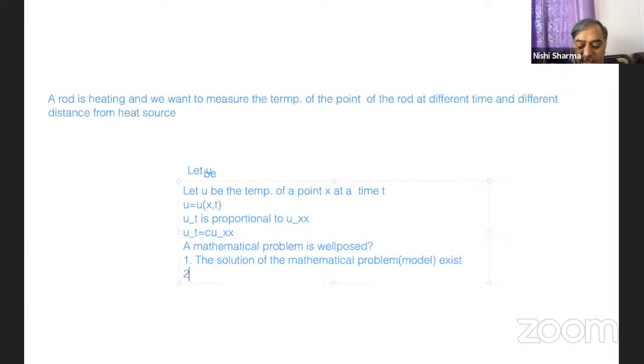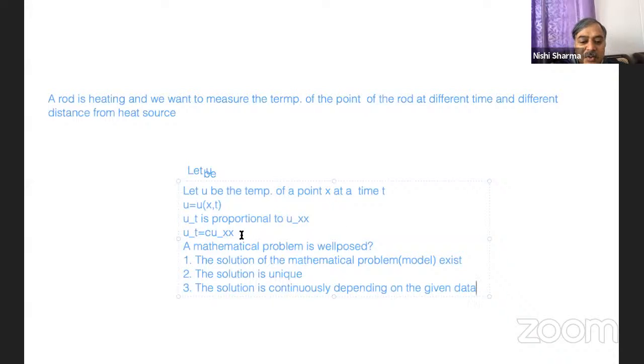Number two, the solution is unique. The solution is unique. Third, the solution is continuously depending on the given data or input. Am I right? Then we say that the mathematical problem is well posed.